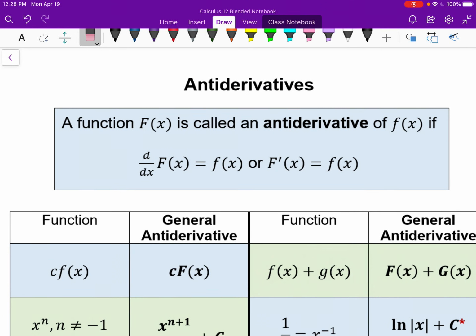All right, so this is the first lesson looking into the idea of antiderivatives and leading us toward the idea of integration or integral calculus. And an antiderivative is a fairly straightforward idea. As it sounds, it's the opposite of the derivative, or going kind of the other way.